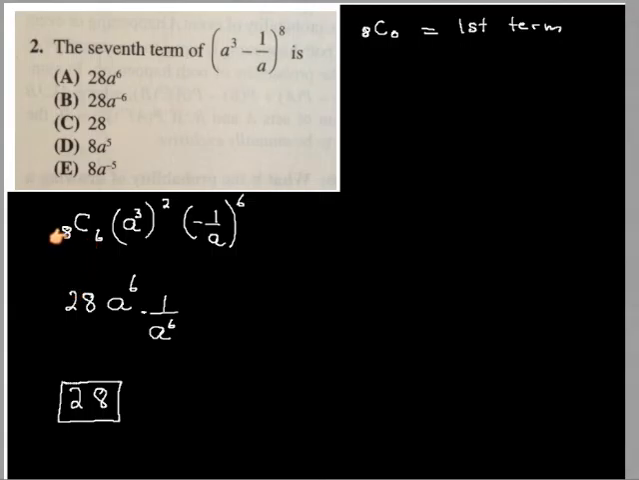So on your calculator, you can figure out 8C6, it's 28. A cubed to the power 2 is a to the power 6. Negative 1 over a to the power 6 is positive 1 over a to the 6. And you can see that the a to the 6 cancels, and your answer is positive 28. So the answer should be C.